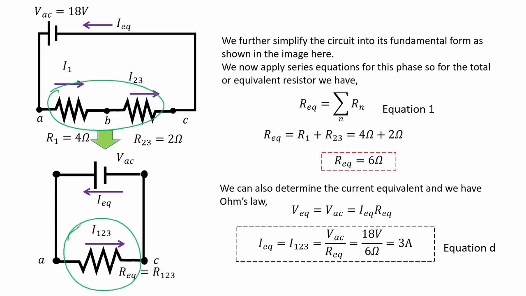So for the total or equivalent resistor we have equation 1 and its total or equivalent resistance of the circuit is 6 ohms. We can further determine the parameters in the circuit starting with the equivalent current, which is done by using Ohm's law, and we get that it is 3 amperes as shown in equation D.